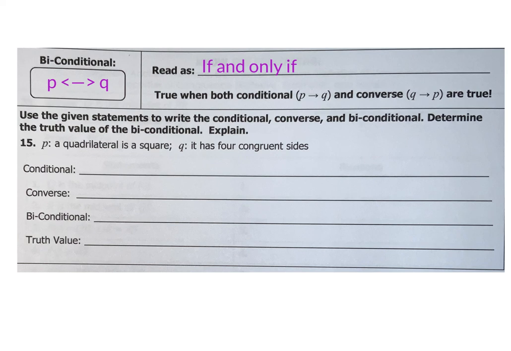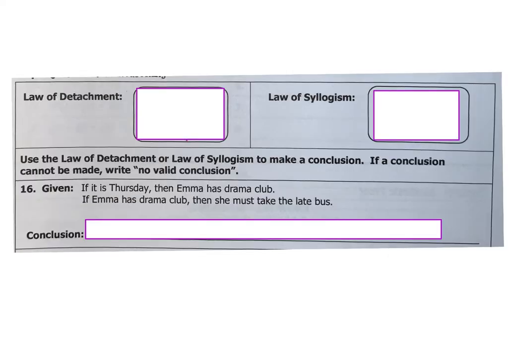And so what they've done is they want you to do a conditional, a converse, a biconditional, and then they want you to determine the truth value. And so I'm going to leave that because that's the only example that y'all have here. But what a biconditional does is it combines the conditional and converse with an if and only if in between it. Instead of an if then, you would just say one statement, if and only if, the other statement, and it's true both directions. So we had two types of deductive reasoning, the law of detachment, the law of syllogism.